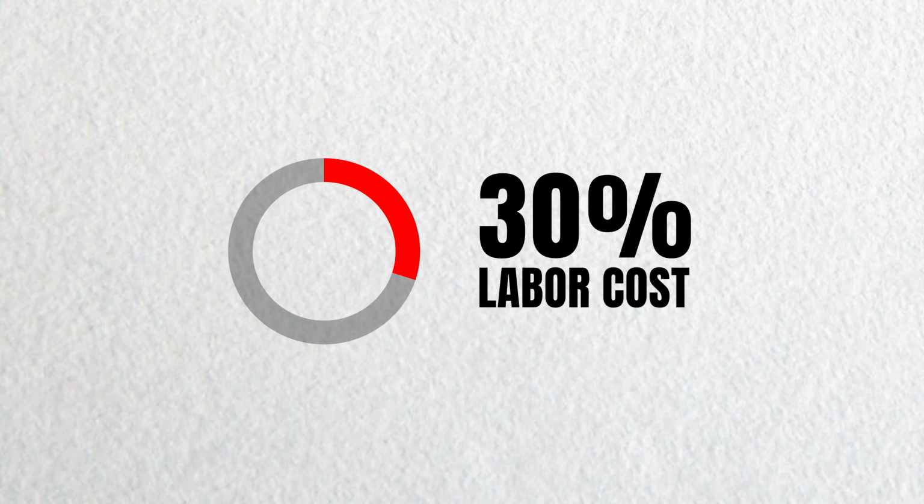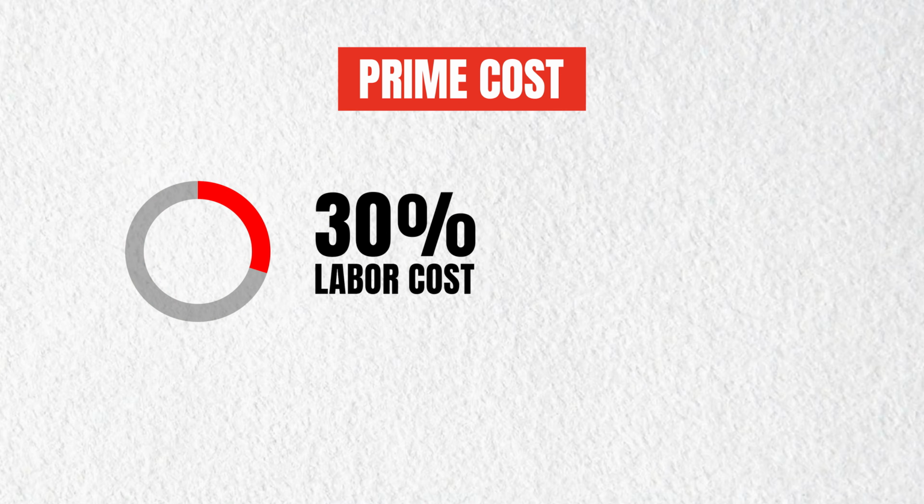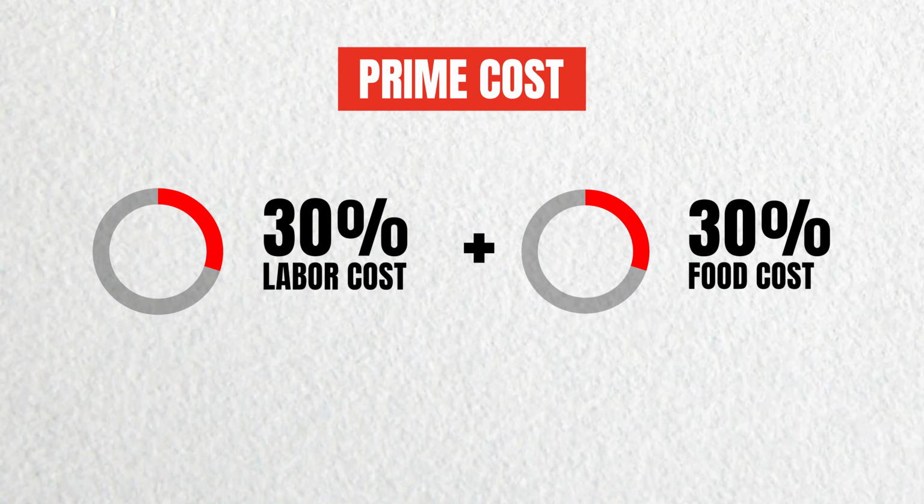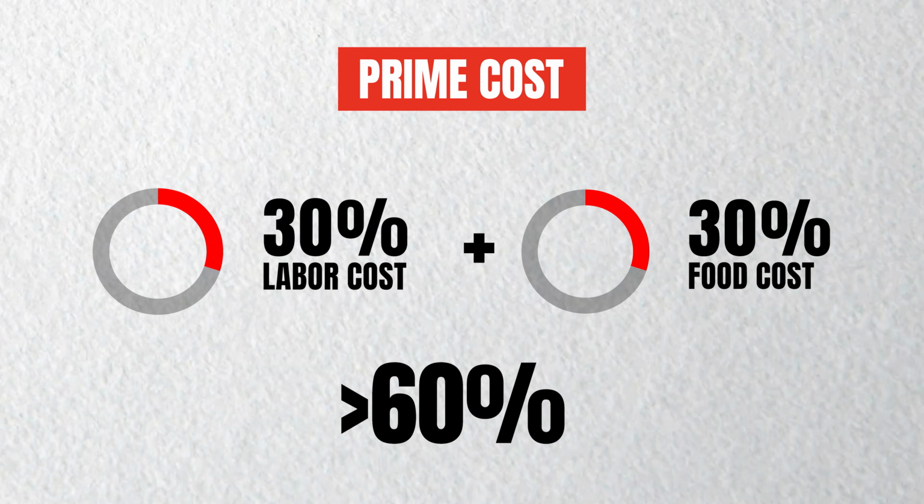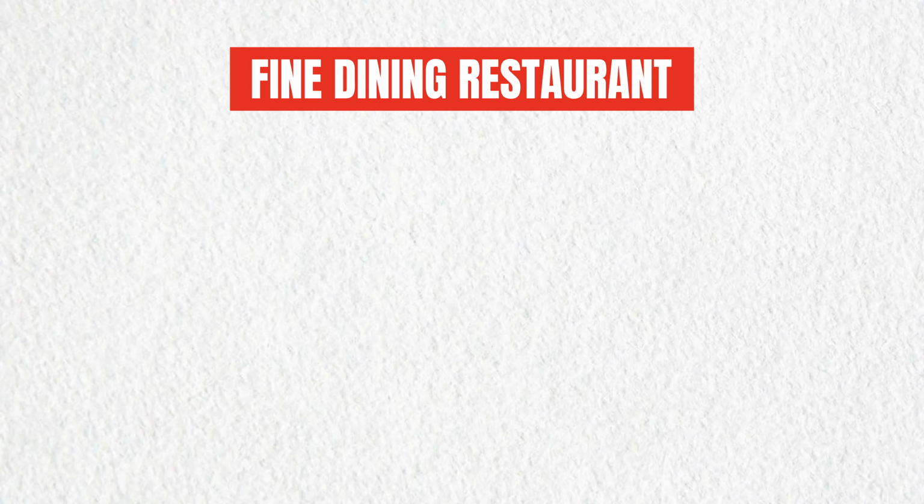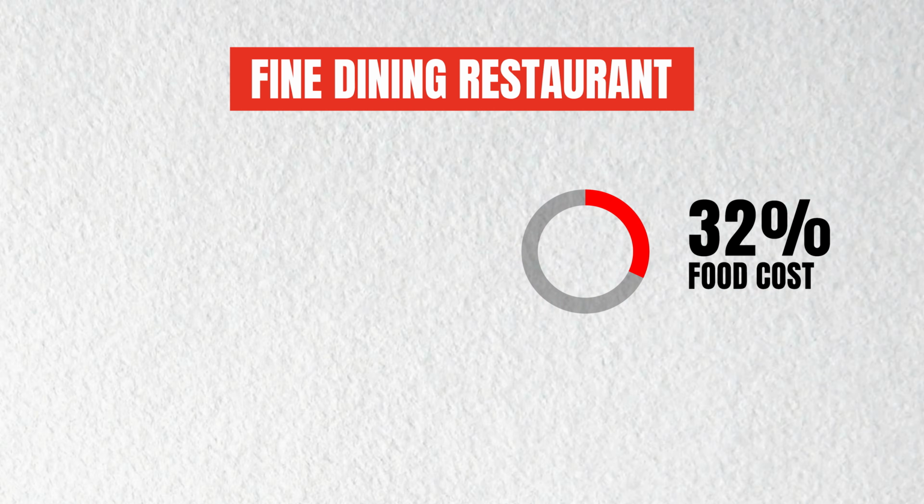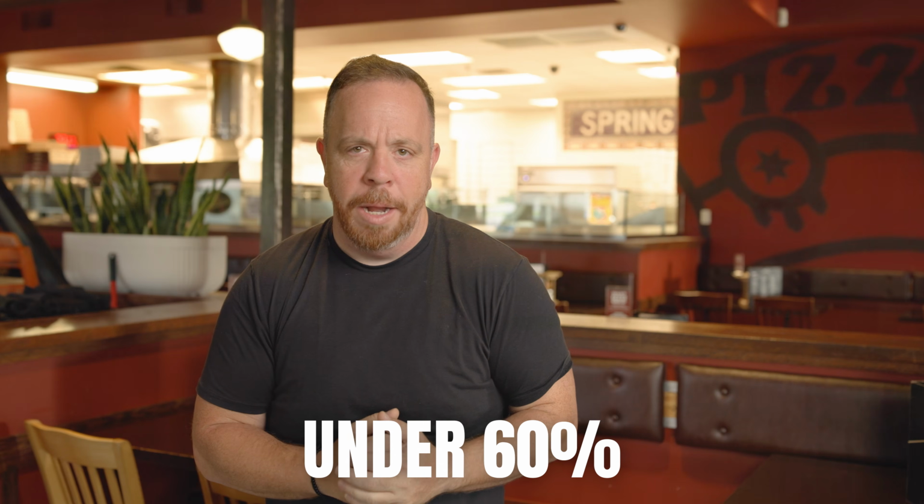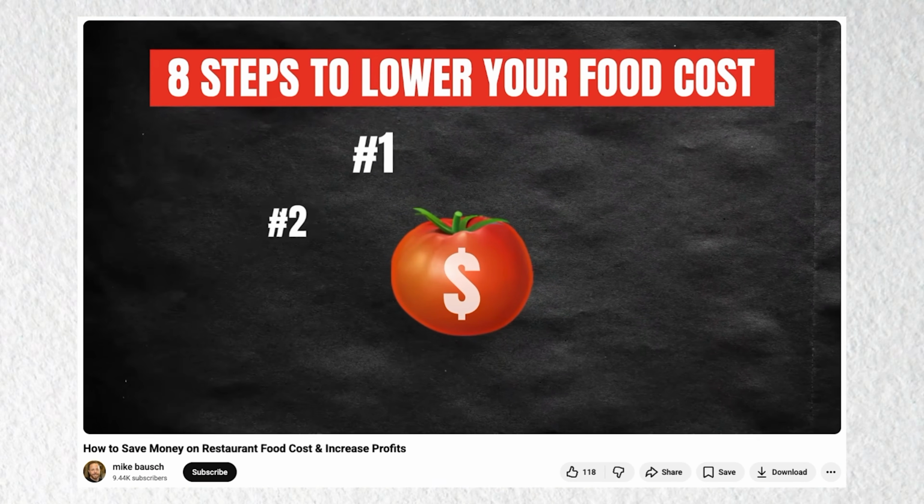Because labor lives in the world of prime cost, along with the cost of goods sold, i.e. your food and your labor, both combined need to be under 60%. So if you're a fine dining restaurant, you might have a higher food cost. Okay, but you then have to offset it by lower labor costs. So your all in combined is under 60%. And if you want to get into all things food cost, I broke that down in this video. So check that one out.